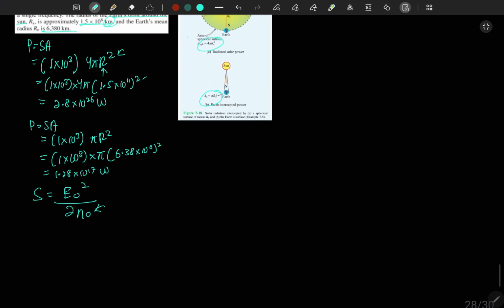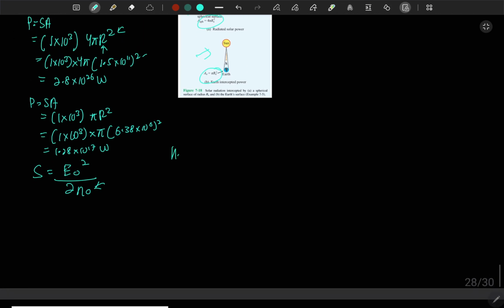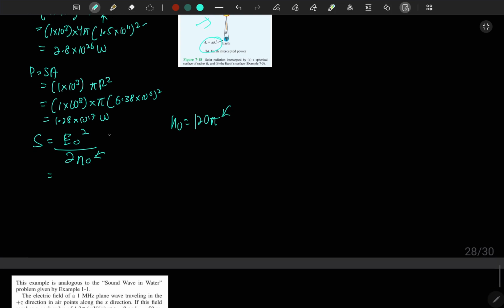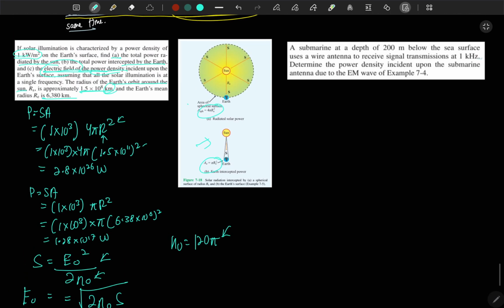Okay, now the next is the electric field of the power density. S is the power density, so we know that S is equivalent to E squared over eta naught. This is what I said just now. Here in space it's a vacuum, so technically eta naught is 120 pi. If we rewrite this equation to get the electric field, with 2 eta naught being 120 pi and S being 1 kilowatt per square meter, the total would be 870 volt per meter. So this is how we solve for this.